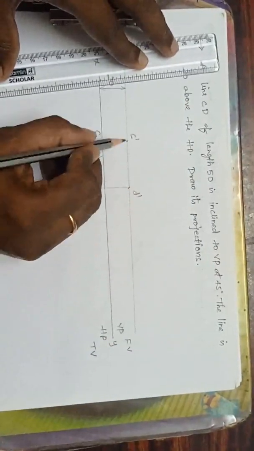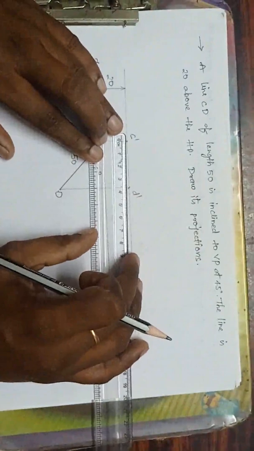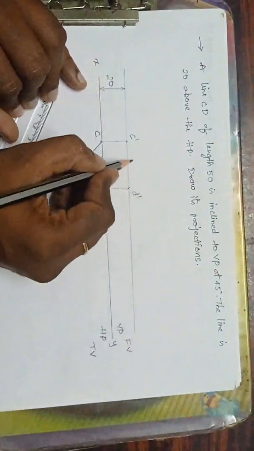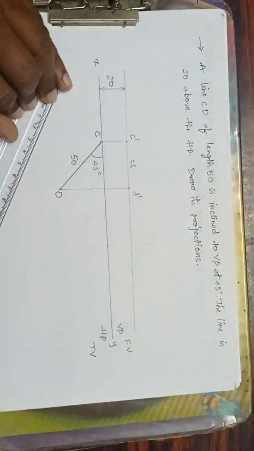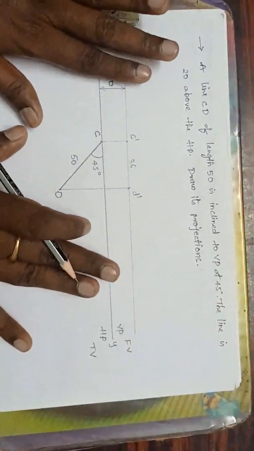Now this is my imaginary length. How much imaginary length? I'll check. This is 36. The imaginary length is 36. Fine. Now let us come to the next question. I hope you are understanding this one. Okay, let us come to the next question.